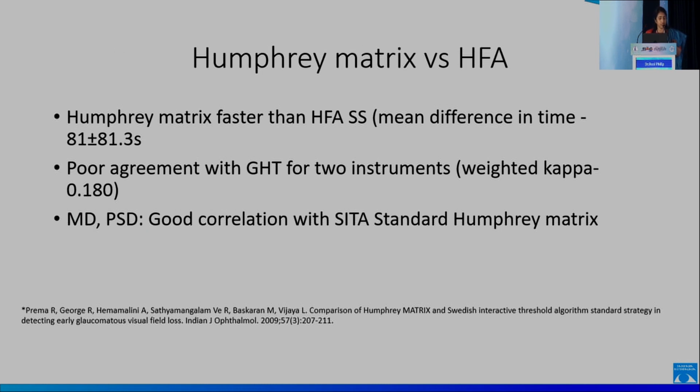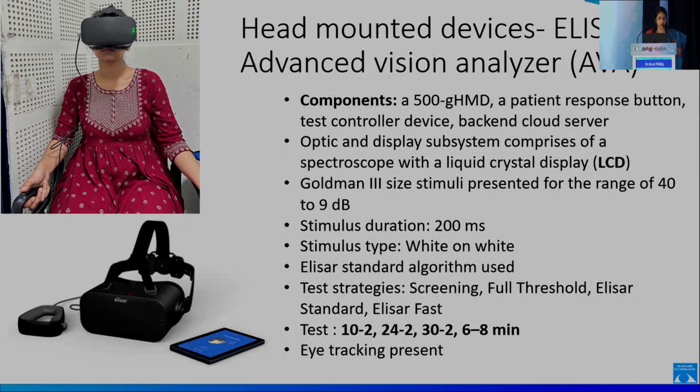So the Humphrey Matrix is faster than the SITA Standard and has good agreement and correlation between the mean and pattern standard deviation, but there is poor agreement with the glaucoma hemifield test of the two instruments.